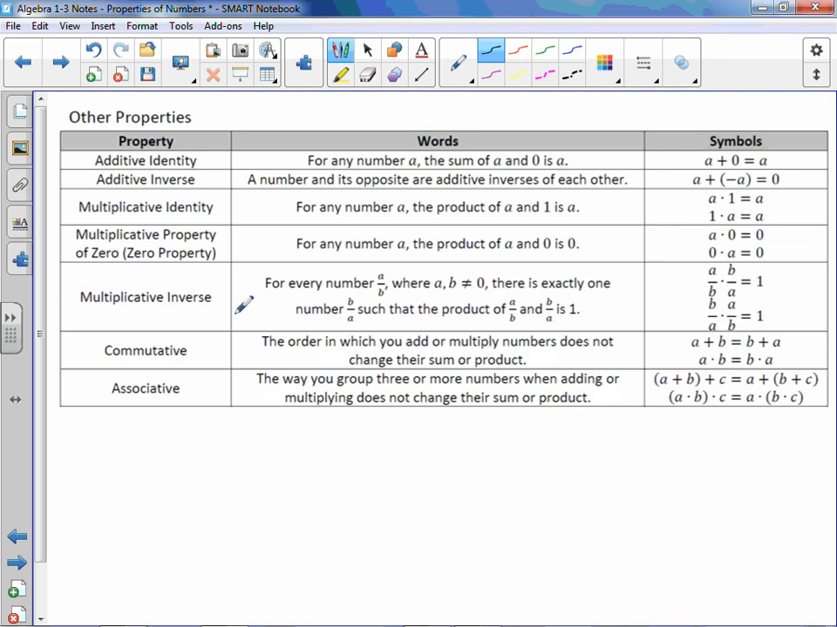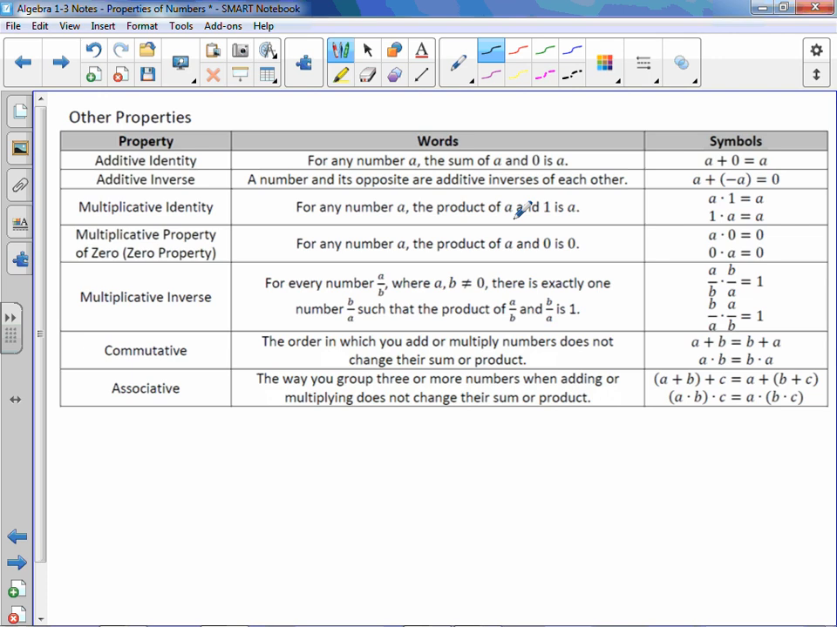Multiplicative inverse states that for every number A over B, where A and B can't equal 0, there's exactly one number, B over A, its reciprocal, such that their product is 1. So if you take A over B and multiply it by its reciprocal, you get 1. That's a multiplicative inverse.